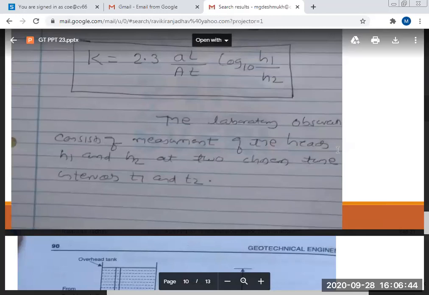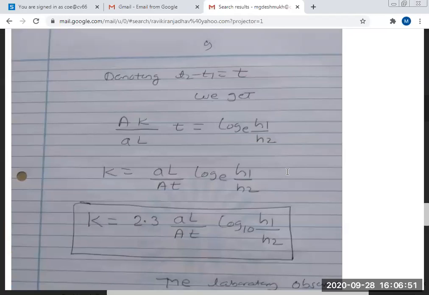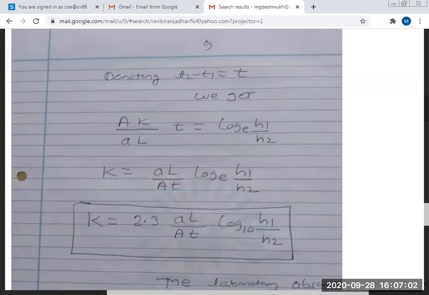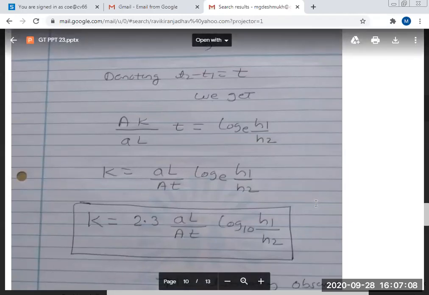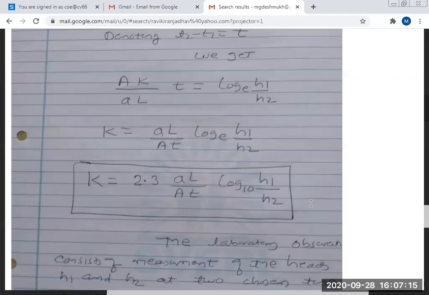The laboratory observation consists of measurements of the heads h1 and h2. In the constant head test we measure Q, how much water comes with the head kept constant. Here you have to measure the two heights h1 and h2, and find the time difference t between the two. The area of the standpipe is known, the area of the specimen is known, and the length of the specimen is known. If you substitute all these things, you will get the coefficient of permeability of the particular soil. Got it? If you have any doubts, you can ask, please.